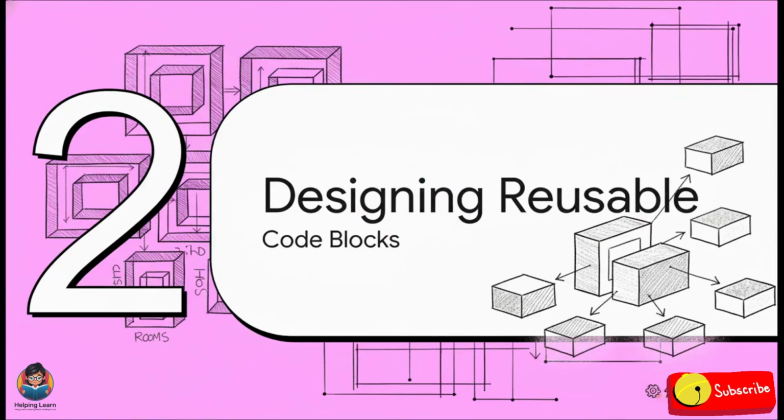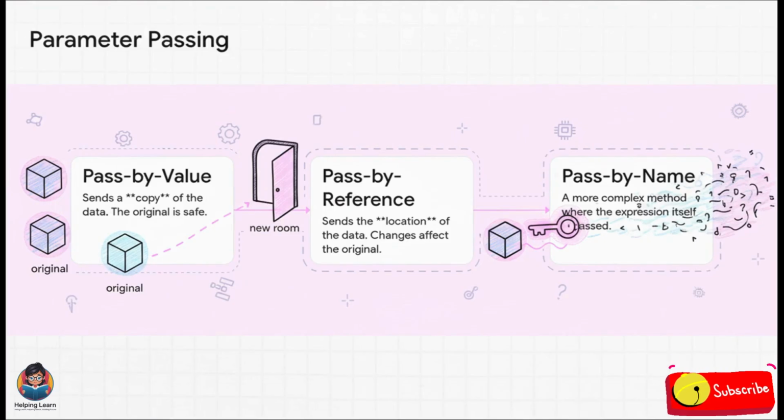So we have our rooms, and we get how data behaves inside them. Great. Now let's move up to the next level of design. How do we build these code blocks to be not just functional, but really smart, efficient, flexible, and truly powerful? A huge part of that is figuring out how we move our materials, our data, between these rooms. This is called parameter passing, and the method you choose has massive consequences.